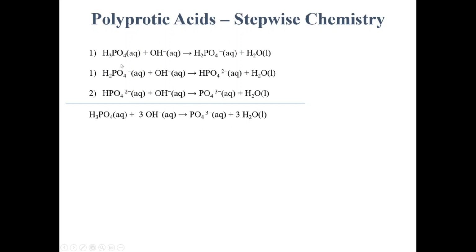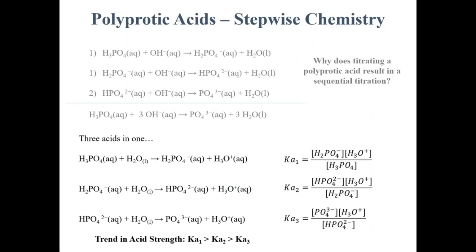Now the data suggests that we're doing something like this. We're seeing this happen in steps. So the question is why does titrating a polyprotic acid result in a sequential titration? Why don't all of these protons just come off all at once? And the answer lies in the fact that really what we have is 3 acids built into one. Because we can generate these 3 different species, we can write Ka equations for each one. So if you look, I do that for H3PO4, and this is the classic Ka equation.